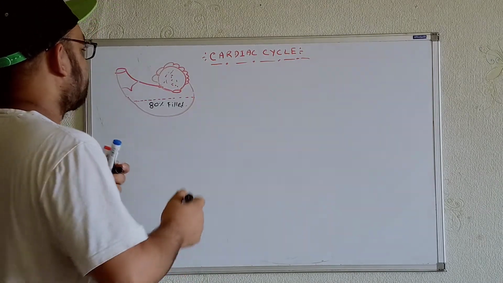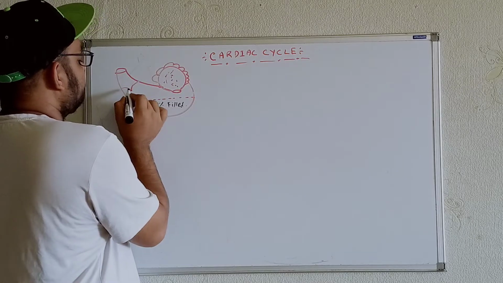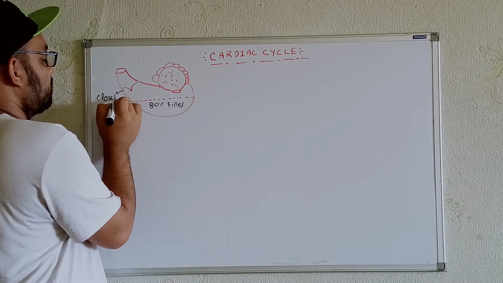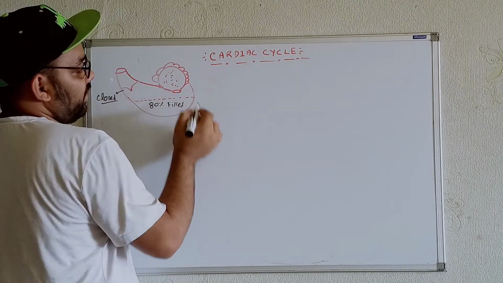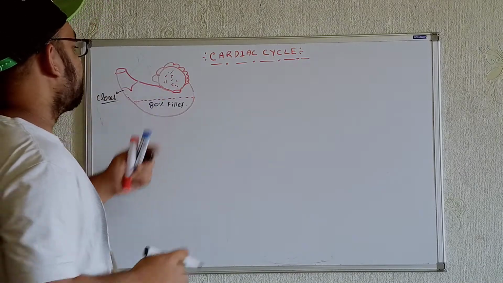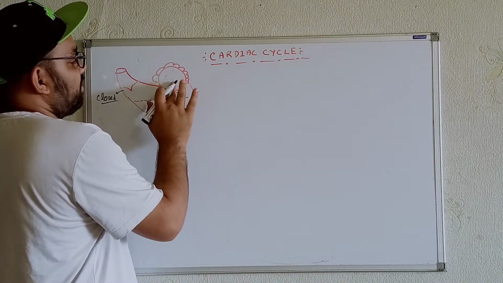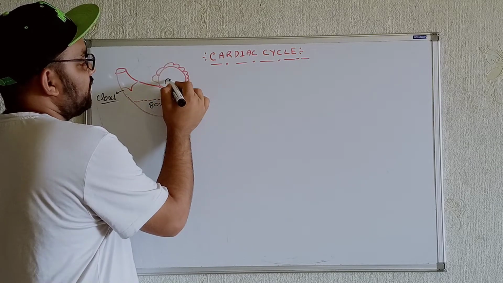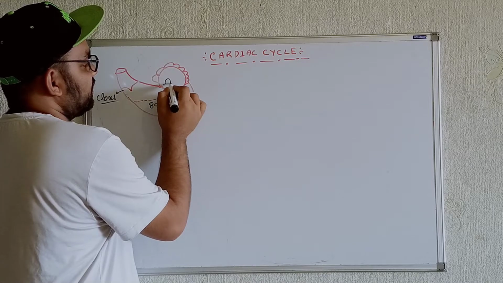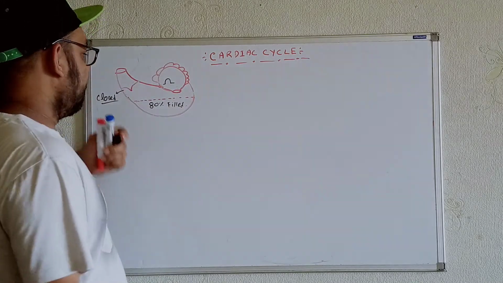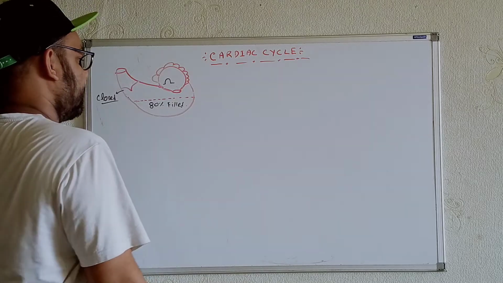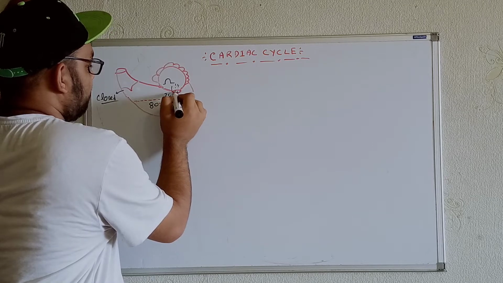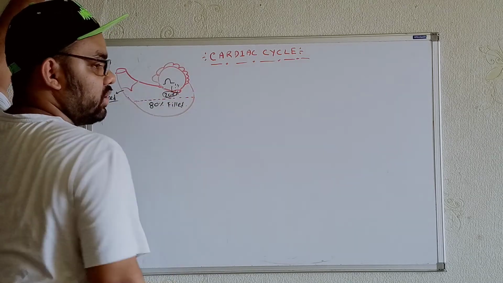The first thing we will see is that the aortic valve will be closed over here, and the mitral valve over here will be open. Whenever the atria contract, there will be a wave produced, known as the A wave. Whenever the atria are contracting, we'll see the production of the A wave, just like this. At that time, the remaining 20% of the blood will come out and fill the ventricles.